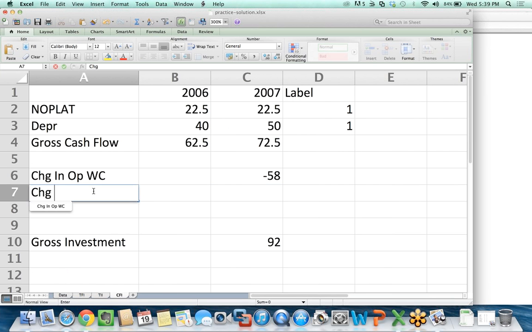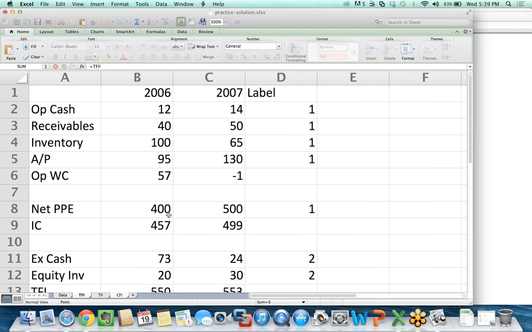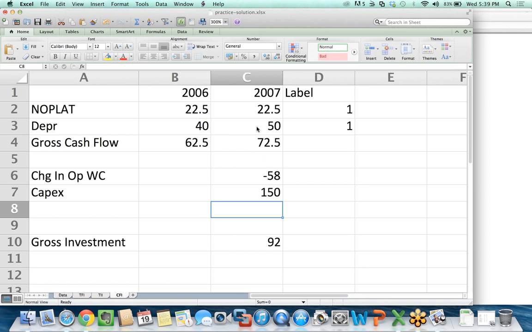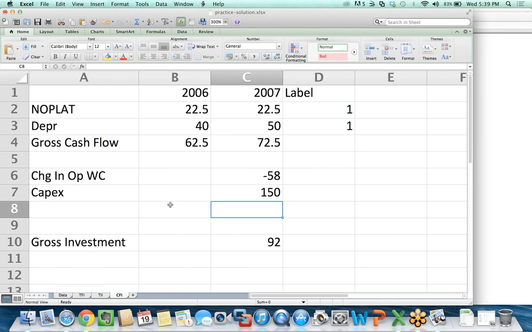Then I take my change in net PP&E. So I'm going to call this capital expenditures, CapEx, equals the change in net PP&E plus depreciation. So I spent that much on CapEx, and I can verify that because if I start with 400, I add 150, I get 550. I have 50 depreciation, I get 500. That is my ending net PP&E.